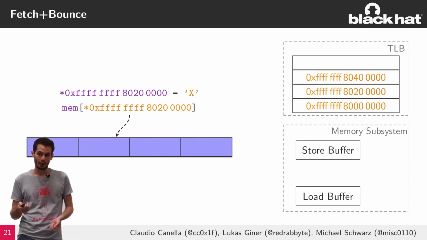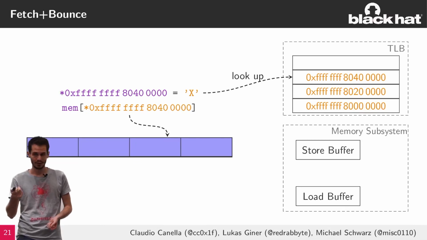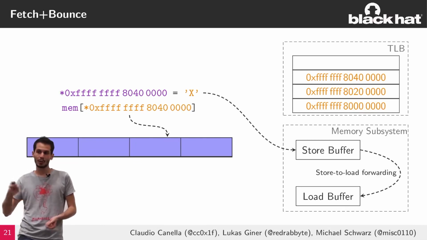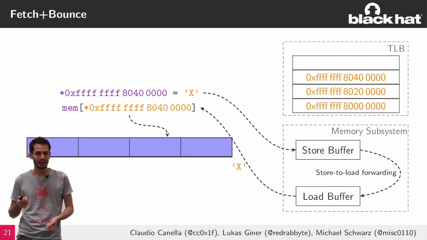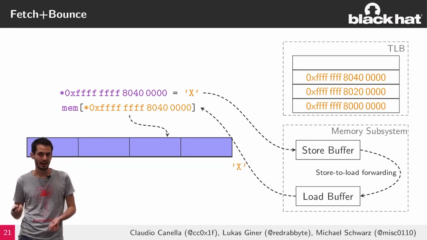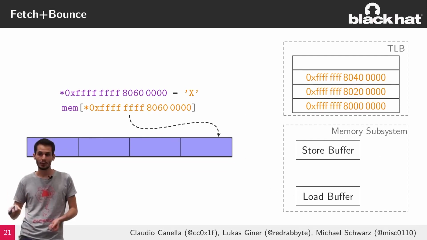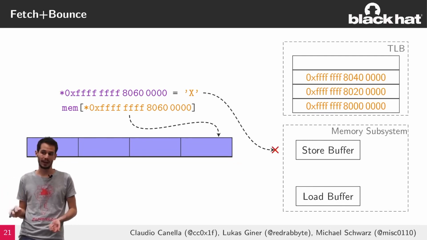But for a third address, there is already a TLB entry. And so when we try it now, we get a store buffer entry, we get forwarding, and in our next address, we get the X back. And so what we've learned is that recently this page was actually used by the kernel. That's a new attack primitive here. For the last page, again, it's not mapped, and so we get nothing back.